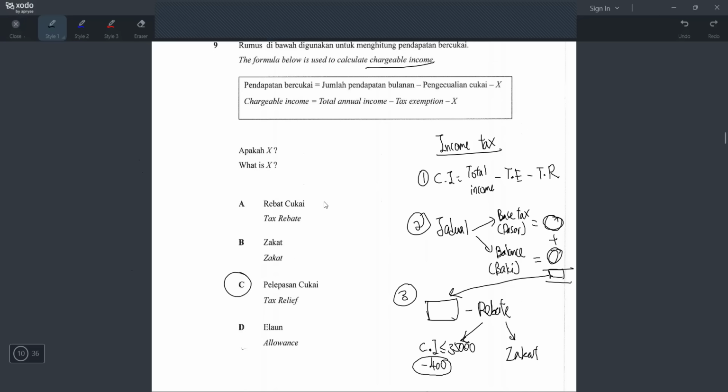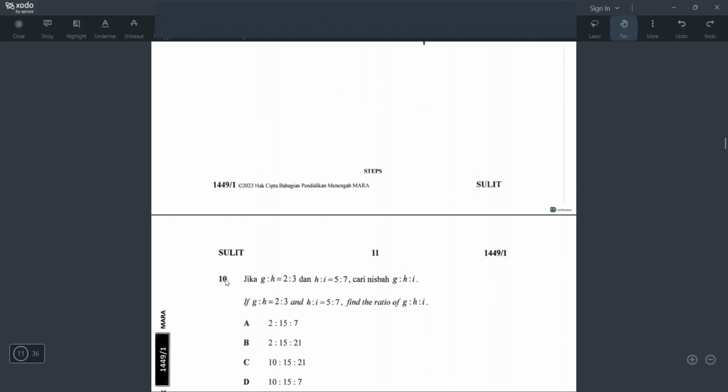Okay? A cannot be the answer because tax rebate is what you minus last, kali baru you minus. Okay, when you are finding, after you tengok jadual and then when you are trying to find the cukai perlu dibayar, only then you will minus the rebate. Okay, when you calculate chargeable income, you will not minus the rebate. Zakat also is a type of rebate, so you don't minus here. You will not minus in the first step. You will minus at the last. Allowance lagi lah. Allowance, yeah, it's just not the answer. So the answer here is definitely C.